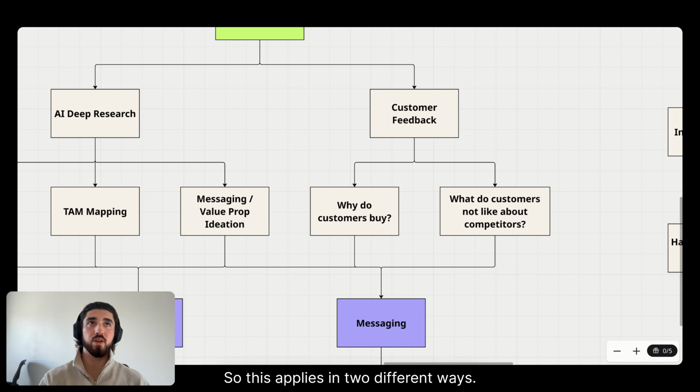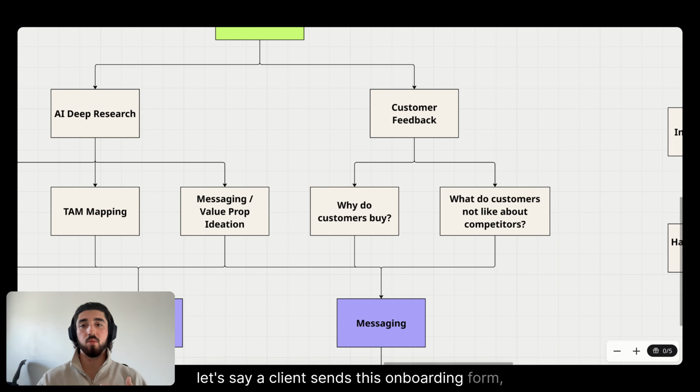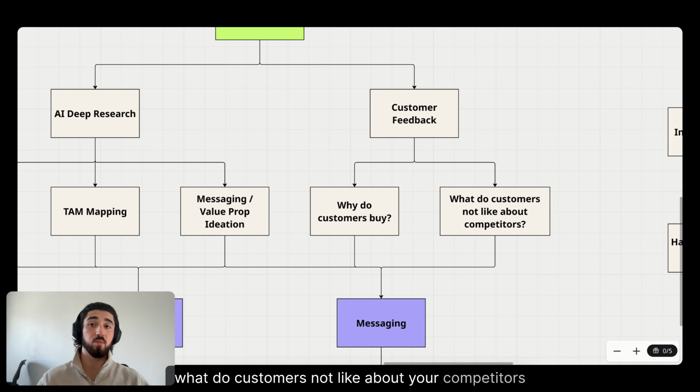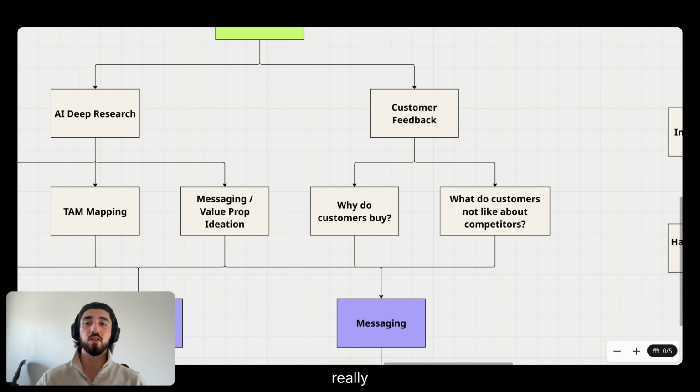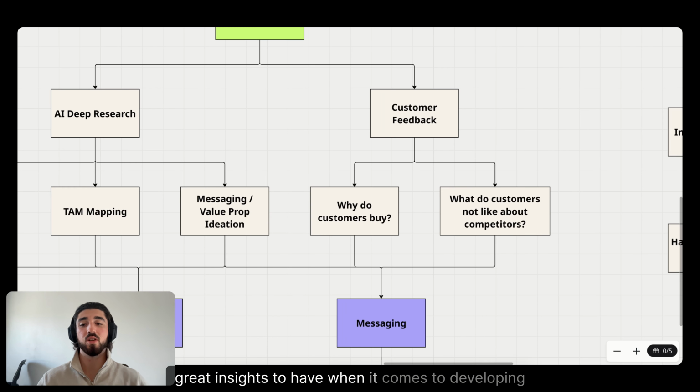This applies in two different ways. One being, let's say a client sends us an onboarding form, like you're working with us, you send us an onboarding form. We're going to prioritize that feedback, of course. But also ask your customers themselves about the product. Let's say you're selling a SaaS solution. Reach out to your customers and ask them what made you buy? What keeps you retaining to our service? And then also ask them what customers don't like about your competitors, that they value your product or your service over that. These are really great insights to have when it comes to developing our strategy, because that's real feedback from the market themselves, right?